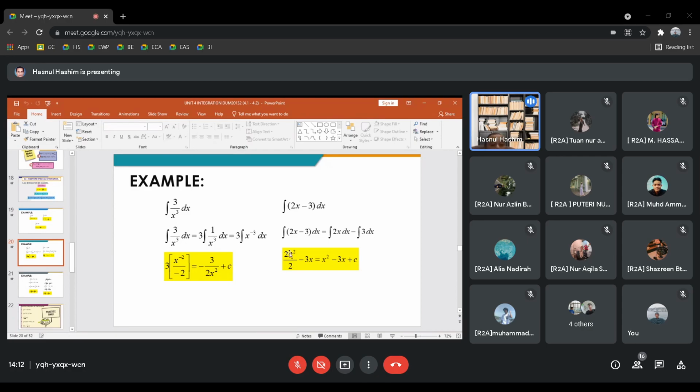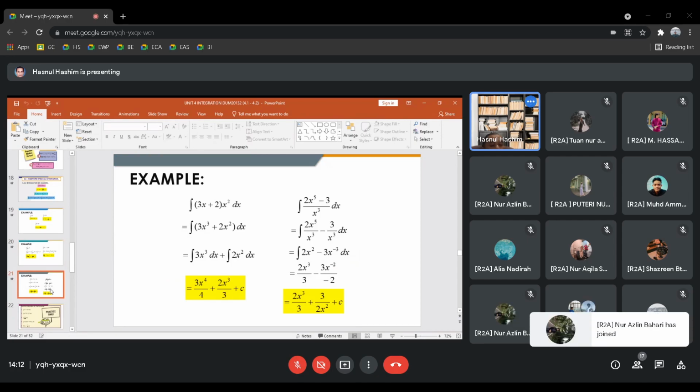Okay, and then we have here on the left, look at the example here. Here we multiply by x squared. Here we integrate 2x to the power 5 over x cubed minus 3 over x cubed. Okay, so we have here 2x cubed over 3 minus 3x to the negative 2 over negative 2, or 3 over 2x squared.